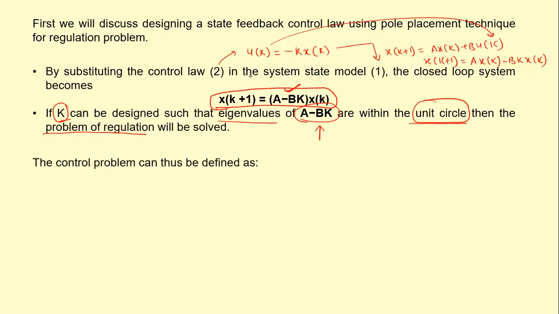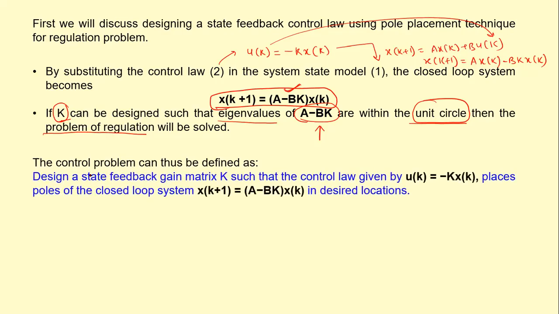So we can define the control problem for the state feedback controller as follows: we have to design a state feedback gain matrix K such that the control law given by u(k) = -K x(k) can place the poles of the closed loop system at the desired locations, right? So this is the statement or control problem that we have defined, and we would be working on this control problem, and our purpose is to obtain the state feedback gain matrix K.